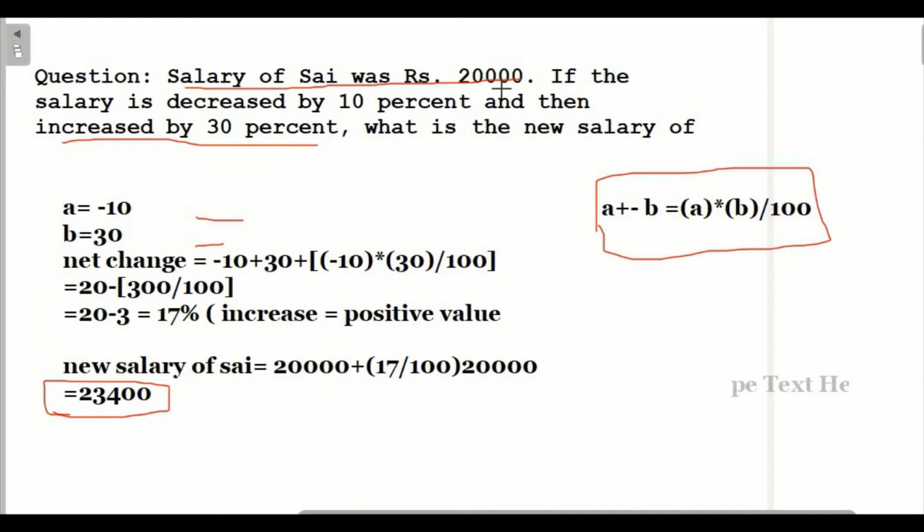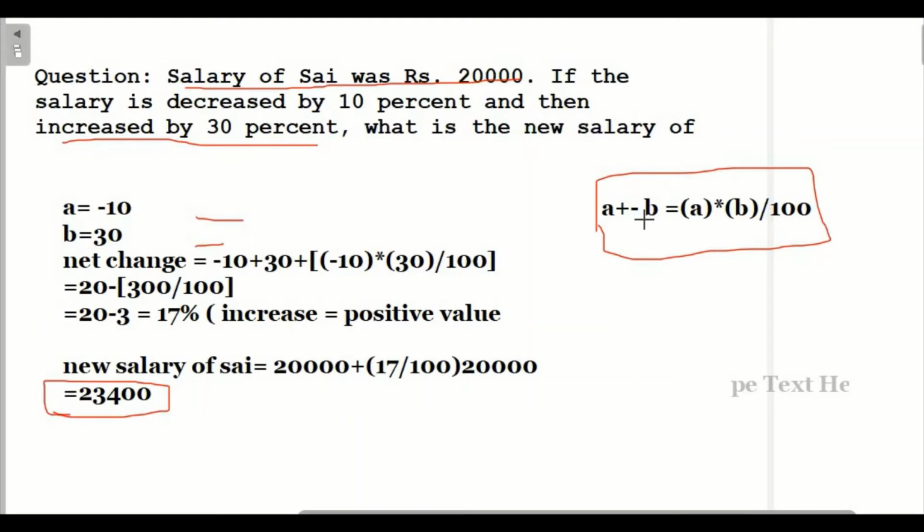Salary of Sai is 20,000. If the salary is decreased by 10 percentage and then increased by 30 percentage, what is the new salary? So we have to calculate the new salary of him. We have to find the net change, how much it has been increased or changed in the salary percentage. So for that we have to use the formula a plus or minus b plus a into b divided by 100.